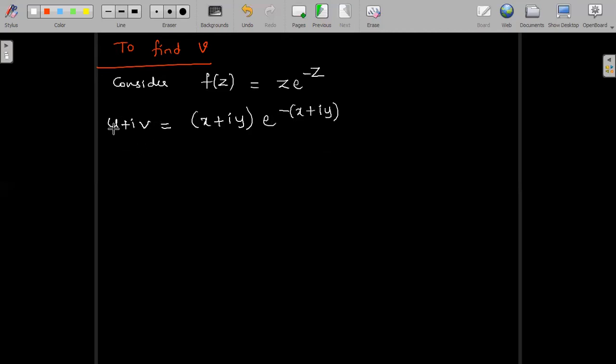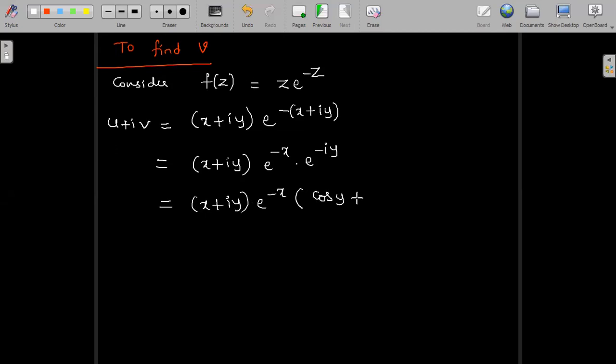U will be the given function u, and respective v also we can obtain. So a kind of verification it becomes actually, right? So let us see how it is. We'll just continue. This is x plus iy as it is. Then we can split this as e power minus x into e power minus iy.